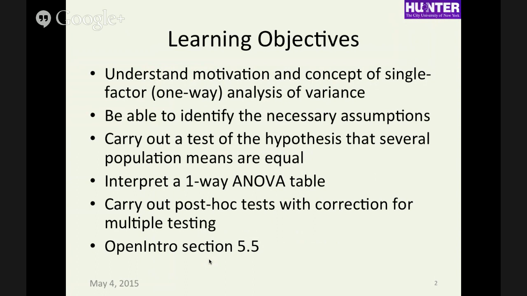So we're going to cover just one-way analysis of variance. I'll tell you what that means and the assumptions necessary for one-way analysis of variance, and use it to carry out a hypothesis test of a null hypothesis that several population means are equal. I'll show you some actual analysis of variance tables from SPSS, and we'll go through those, and I'll show you how to interpret them, and carry out post hoc tests for following up an analysis of variance. And the appropriate chapter in your text is 5.5 from OpenIntro.